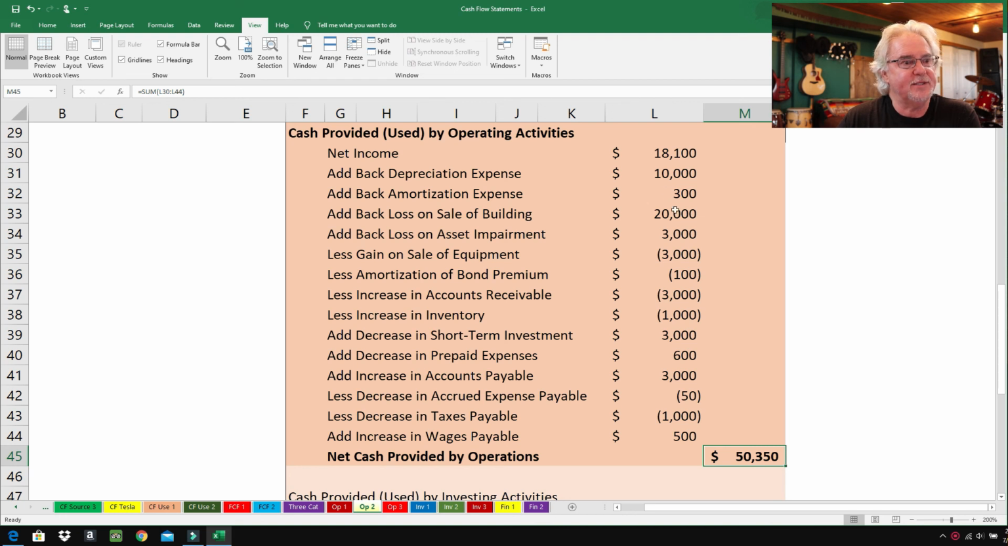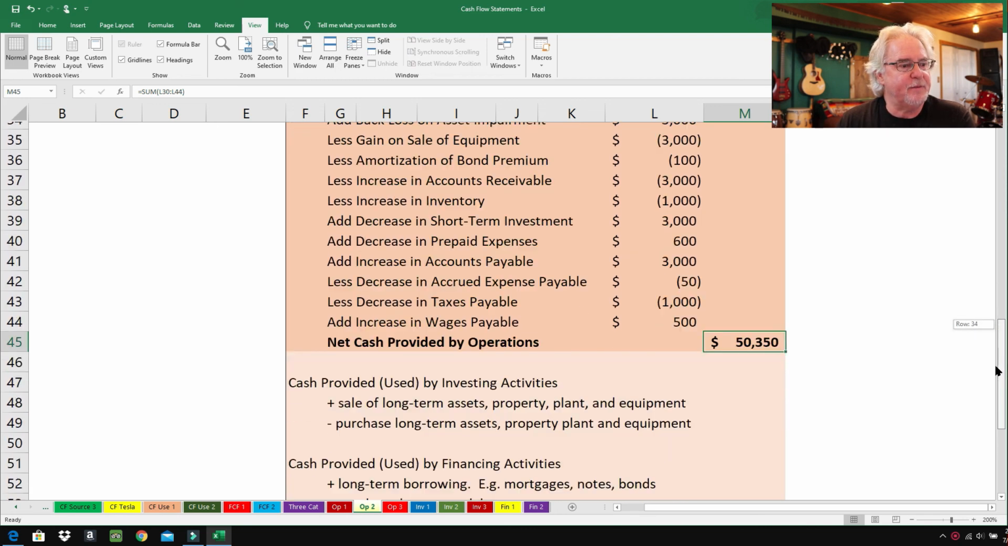These non-cash transactions lowered net income, but cash here is the amount of cash that was provided by operations. So this is a good sign for Fred here. It's positive. It's the most important number on the entire cash flow statement. That is the number one thing to look at.